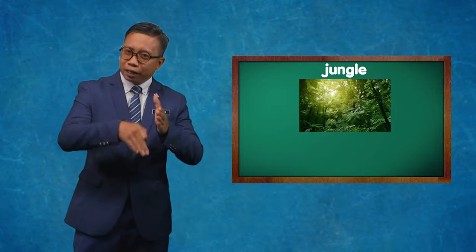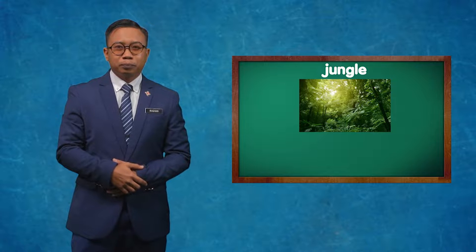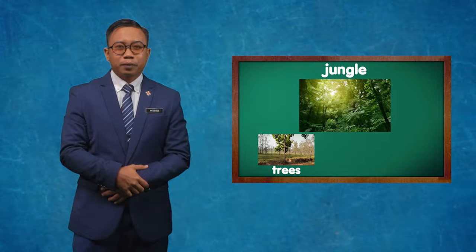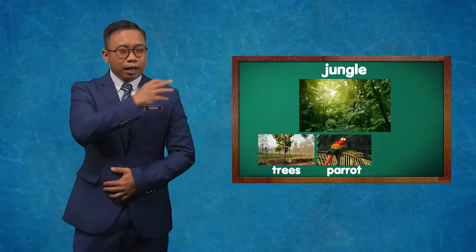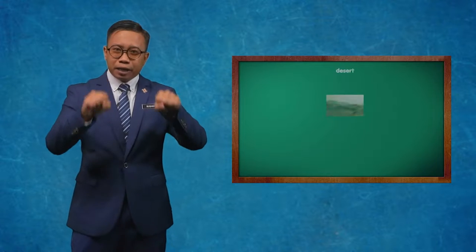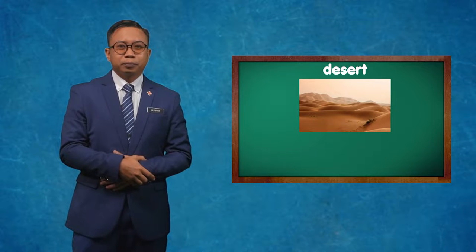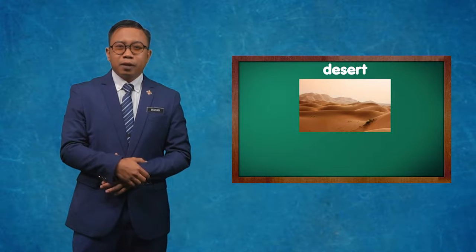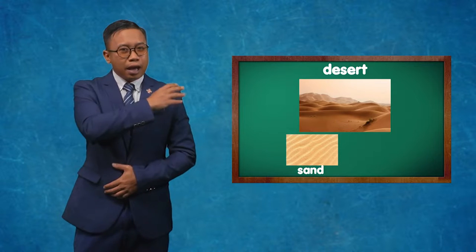What can you find in the jungle? Trees, parrot, and tiger. What can you find in the desert? Sand, and camel.